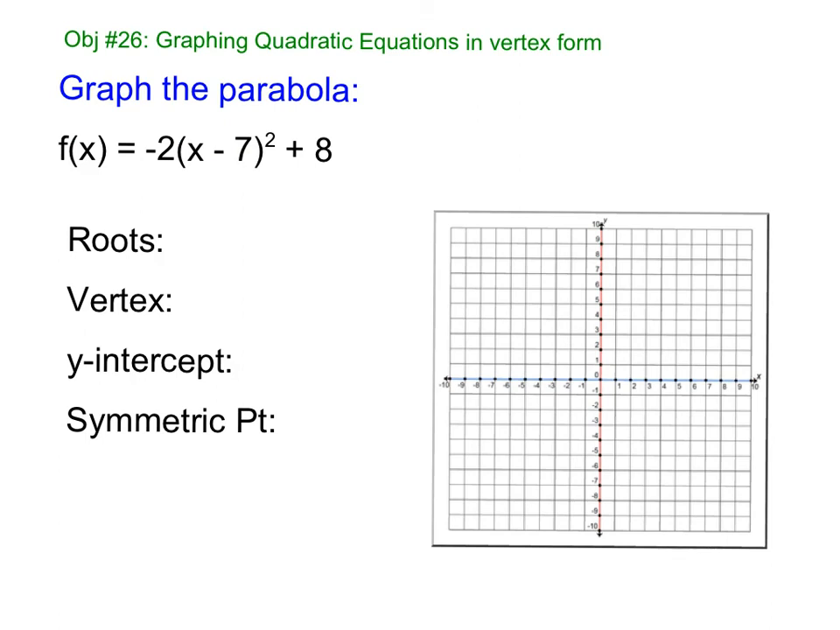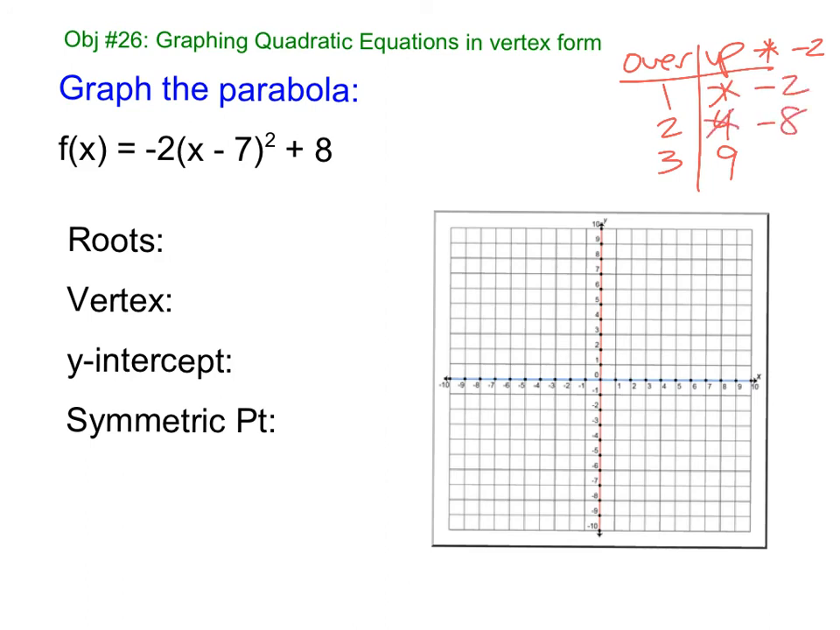All right, last one. See if you can figure this one out on your own. Same idea. We're going to multiply our up value. So over, up, 1, 1, 2, 4, 3, 9. But we're going to multiply by -2. So this becomes -2, -8, -18. So notice, because it's negative, what's going to happen? We're actually going down, right?